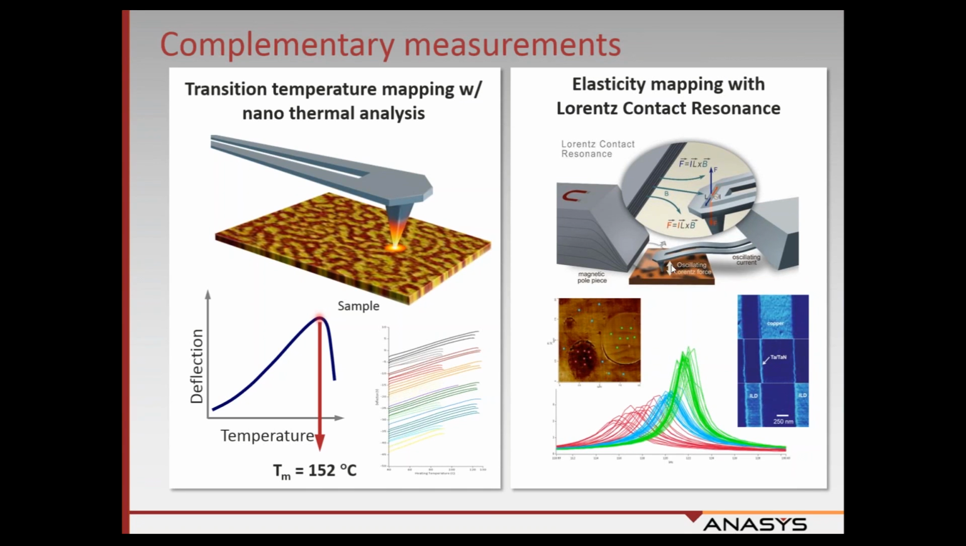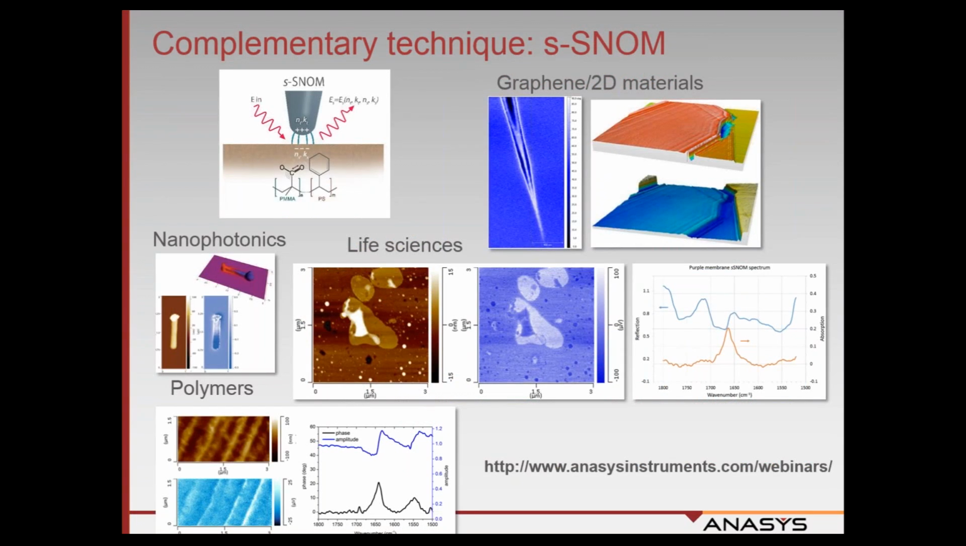What's great about the contact resonance technique is that by looking at different contact resonance modes of the AFM cantilever, we can measure not only soft samples, such as polymer samples, and this example here is a polymer sample, but we can also shift to higher resonance modes of the cantilever and look at much stiffer materials like this copper, tantalum nitride, and ILD material of a semiconductor device.